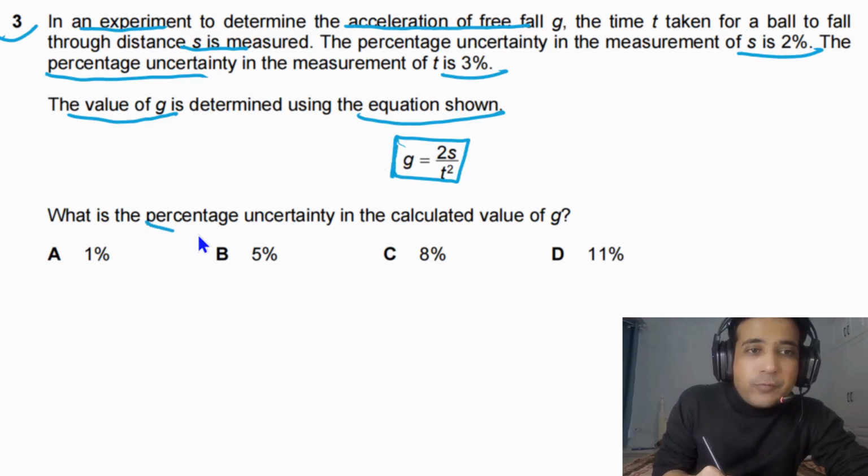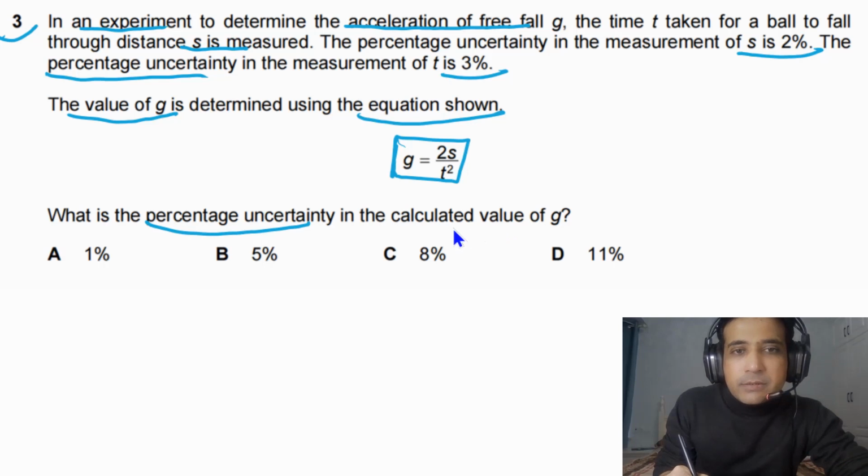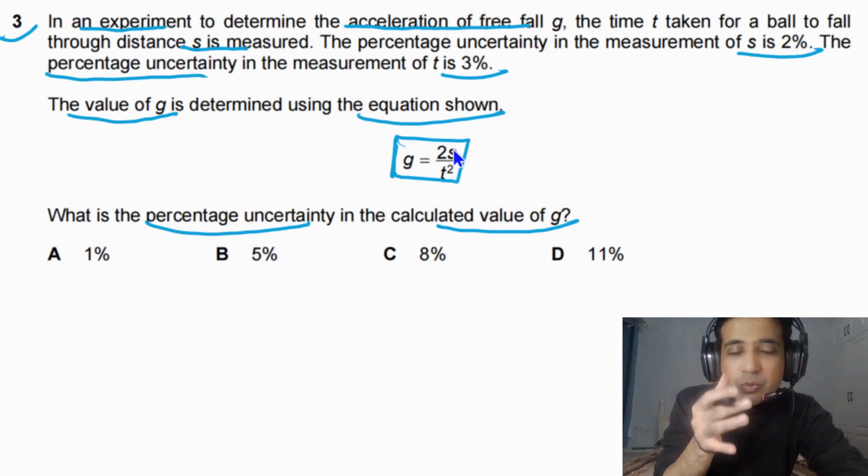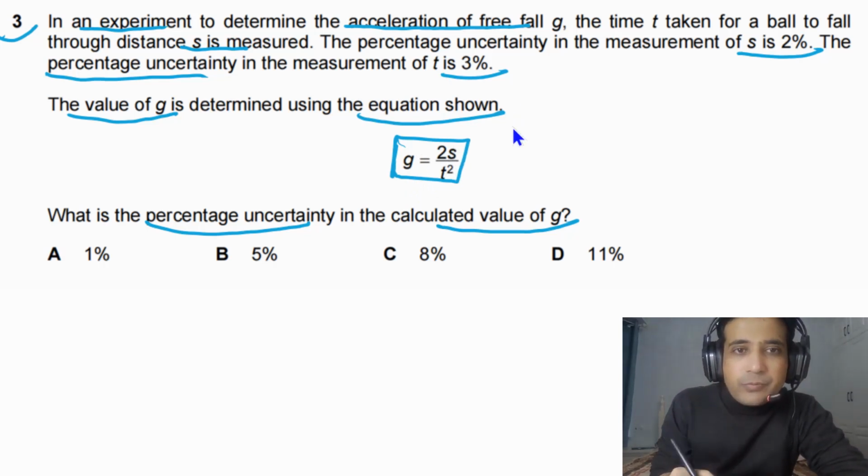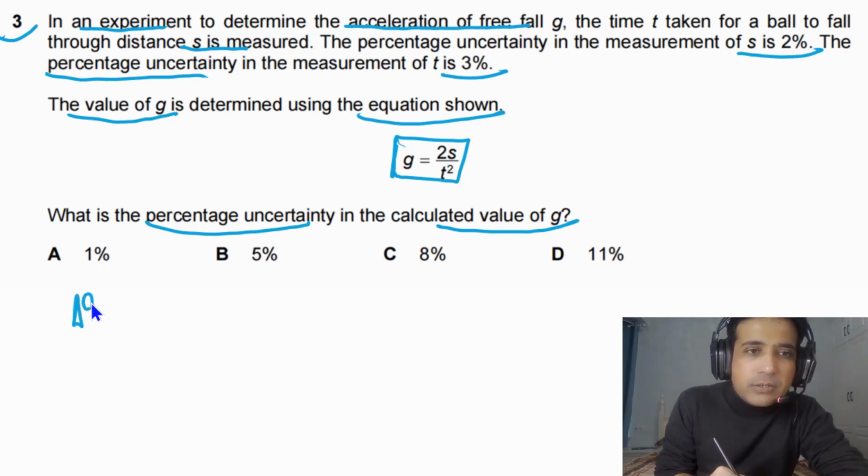And we need to find out what is the percentage uncertainty in the calculated value of G. So the first thing we need to understand, in this case, G is equal to 2S by T square. So these quantities are multiplied and divided. So when quantities are multiplied or divided, percentage uncertainties are added. So in this case, simply we can say delta G by G, so this is the percentage uncertainty in G.